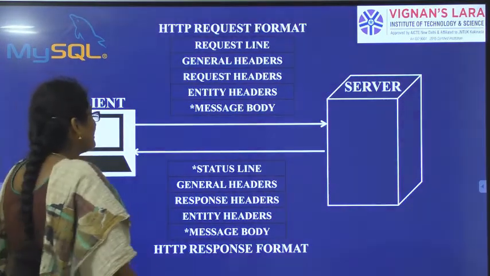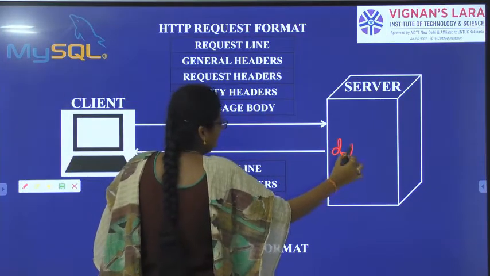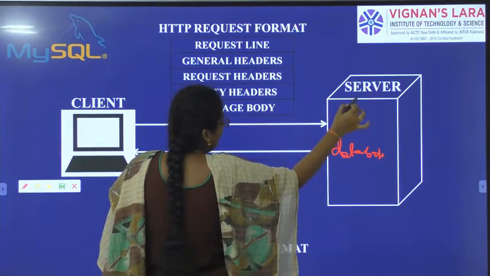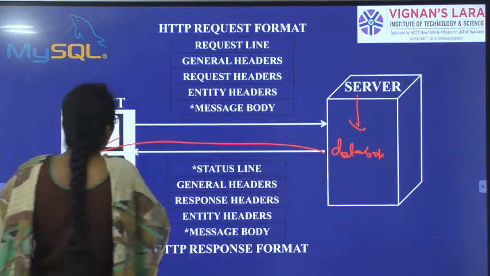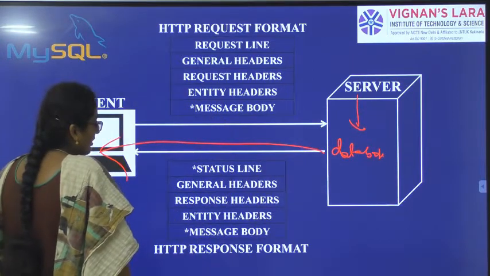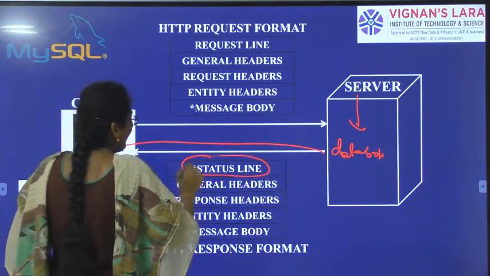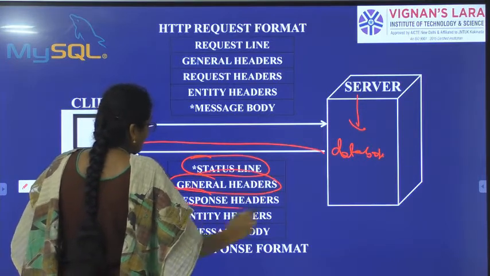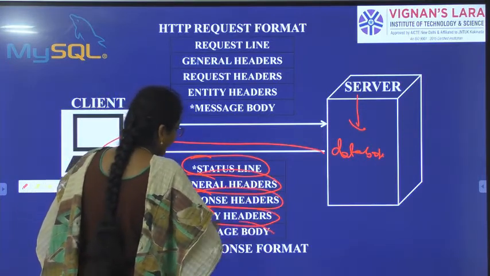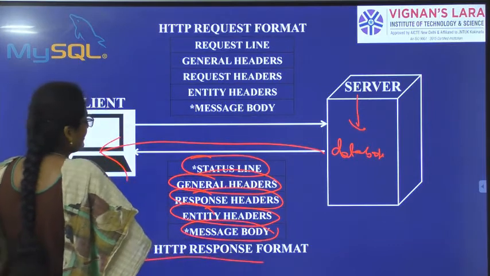So the response is given by the server, from the database to the client. So in the response, what do we have? Status line, general headers, response headers, entity headers, and message body. This is the response format.